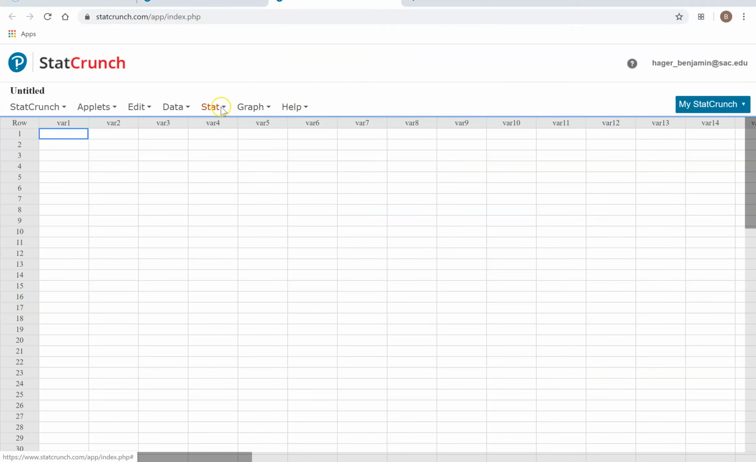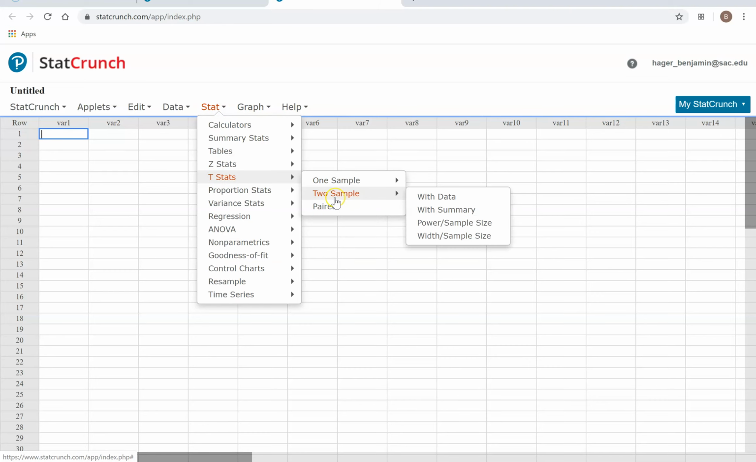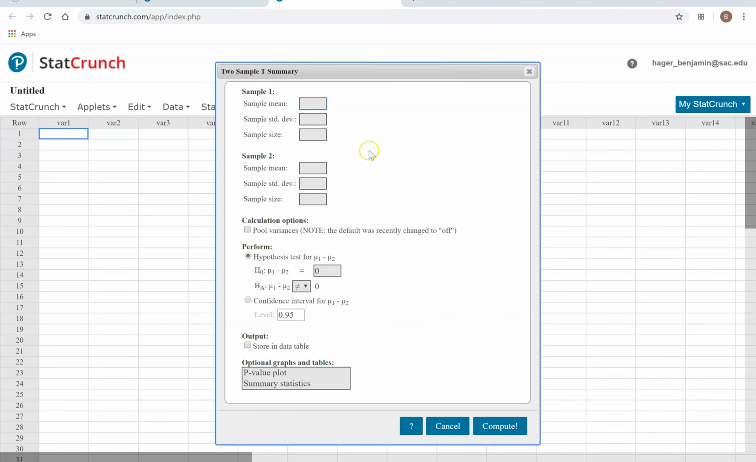So let me pull that up. Again, I would go to Stat. I'm doing T-stats on 2 samples with summary. I don't have data, I have a summary of my data. Now again, look at my confidence interval down here. They put group 1 minus group 2. So to make it match what I had, the proctored group minus the non-proctored group, sample 1 needs to be the proctored group.